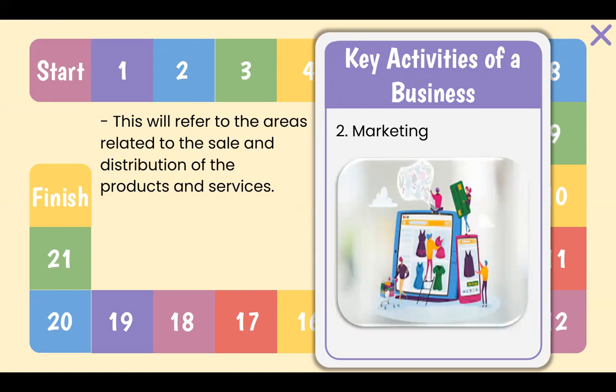Number two, marketing. This will refer to the areas related to the sale and distribution of the products and services. Should the firm use distributors in selling its products or should it sell the goods directly to consumers? At the same time, this includes the analysis of the opportunities and threats in the market. The firm should know the advantages of the business in the market and the possible problems that the entrepreneur might encounter.